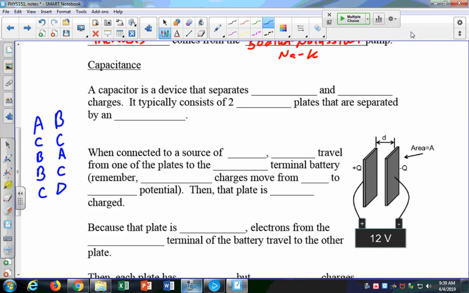Okay, so capacitors. We're going to see capacitance because, again, all this stuff is going to build up to the nervous system. So let's just define capacitors. I think you had a quiz question about capacitors, is that right? Yeah. A capacitor is a device that separates positive and negative charges.